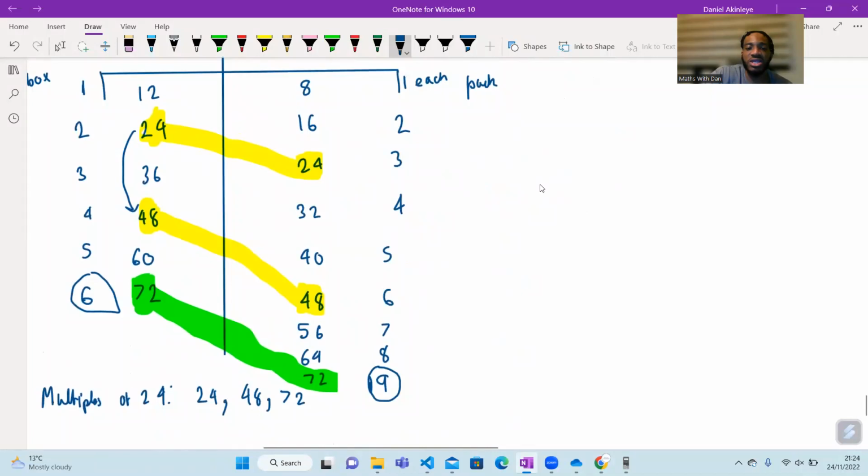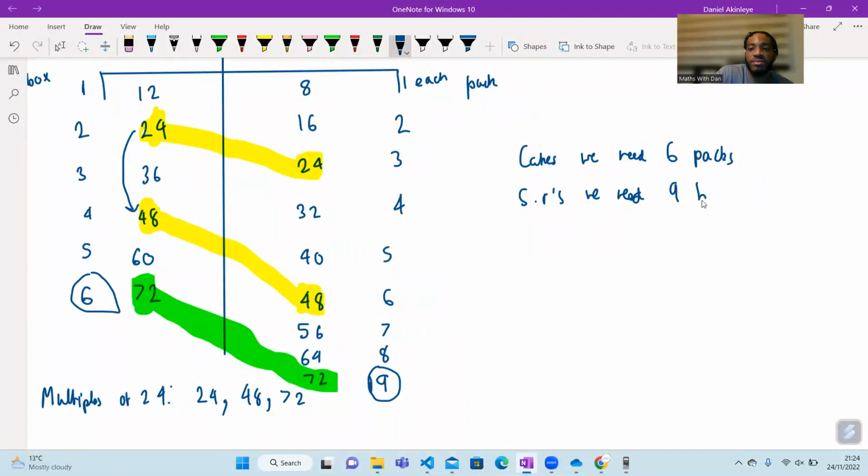So what does that tell us? I'm gonna put it here. So for sausage, no, I'll do cakes first because it's on the left. So for cakes, we need 6 packs, and then for sausage rolls, we need 9 packs. There's 9 boxes, sorry.